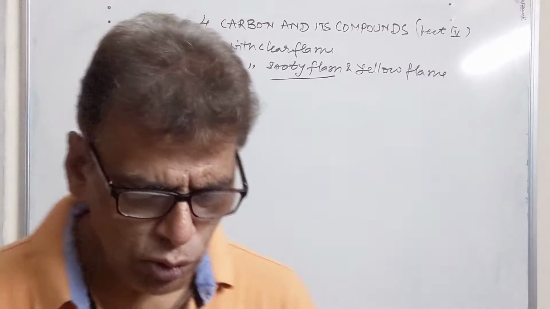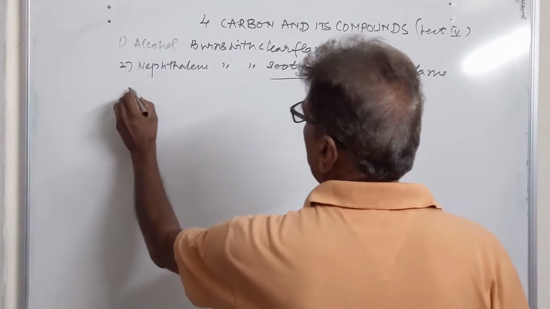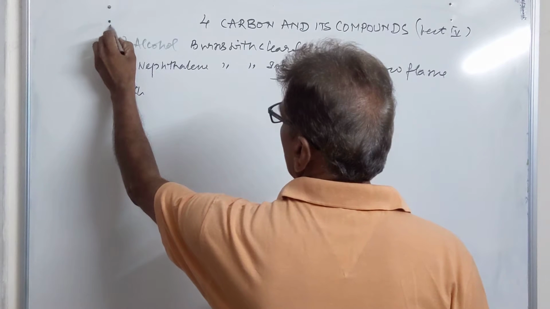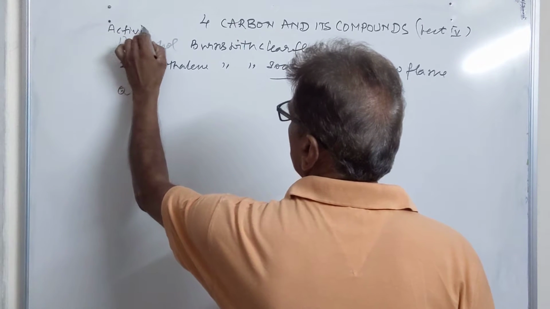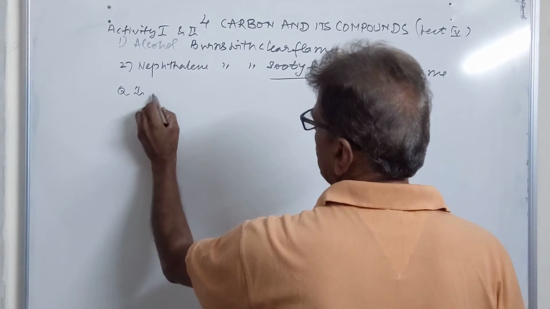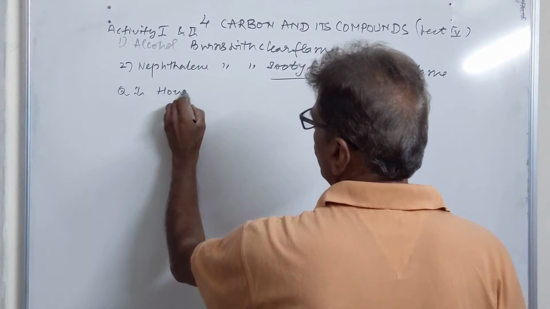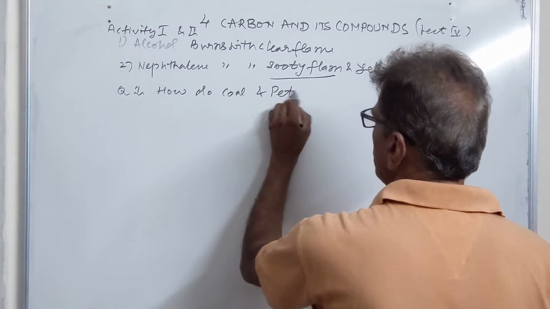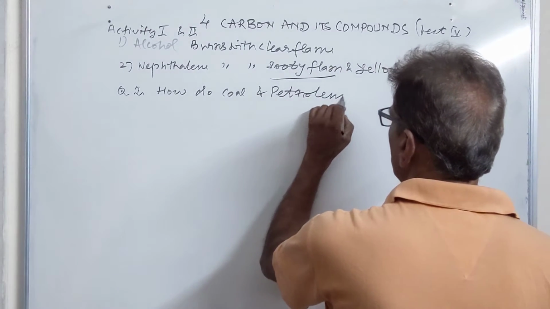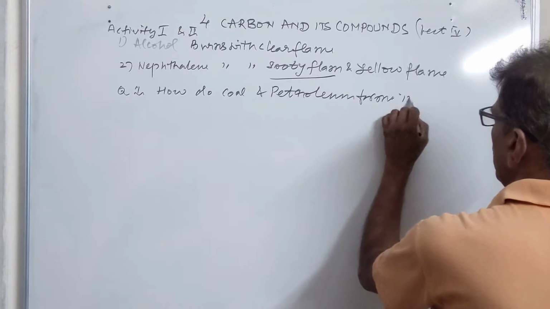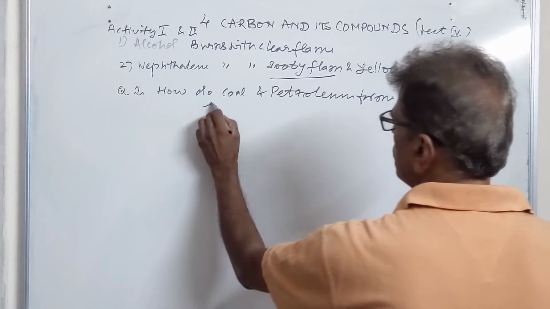Then we have: how do coal and petroleum form? These are activities; activity 1 and 2 we have discussed. Now the question is, how do coal and petroleum form in the earth?